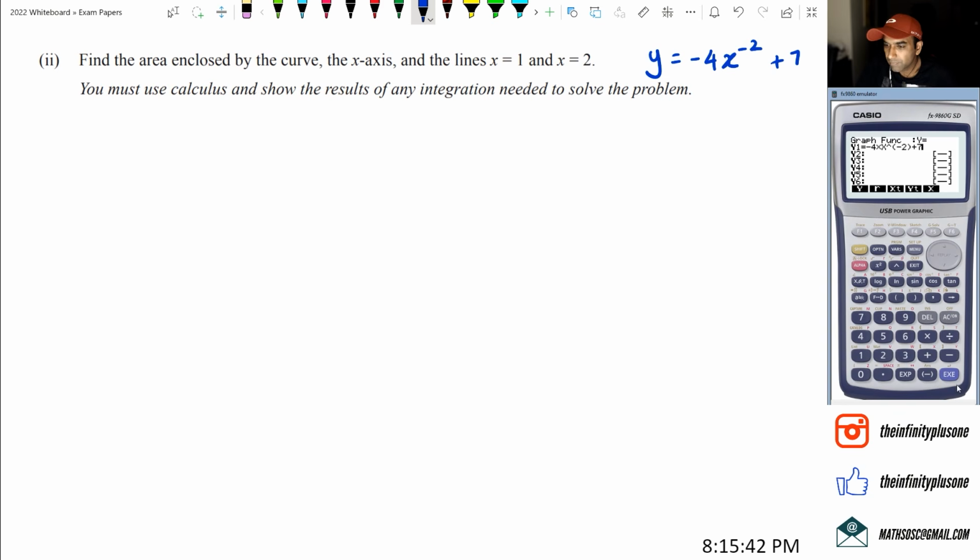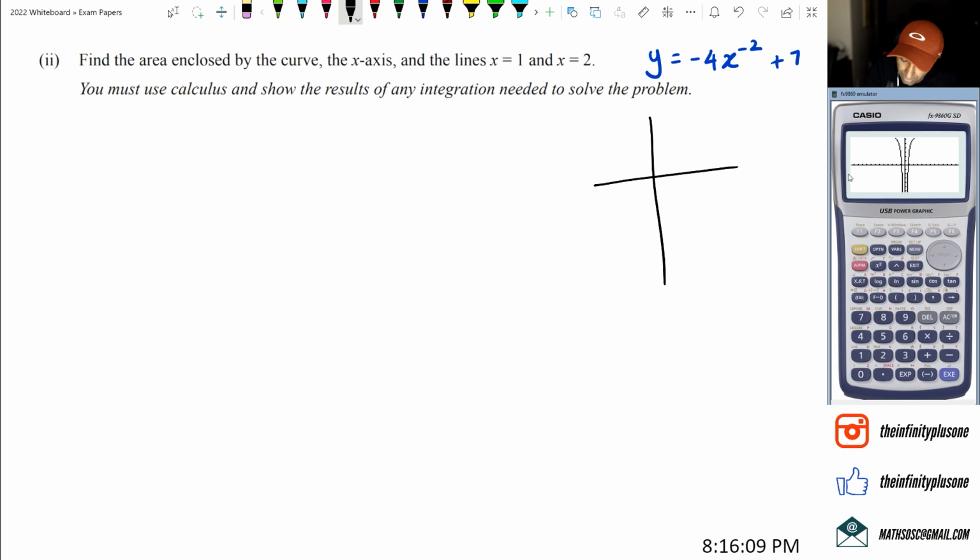Okay, so it looks like an ugly looking graph anyway, but what does it actually look like if I zoom out a bit? Okay, so it's one of these weird looking curve things, and we're looking between 1 and 2, so it's somewhere between there and there. If we were to sketch this graph real quickly, it's probably going to look something like this. So that's your curve right there.